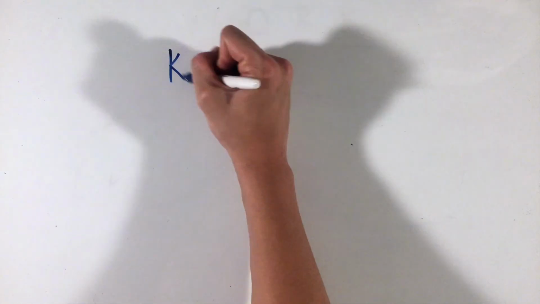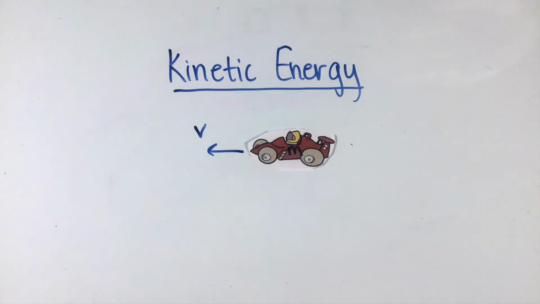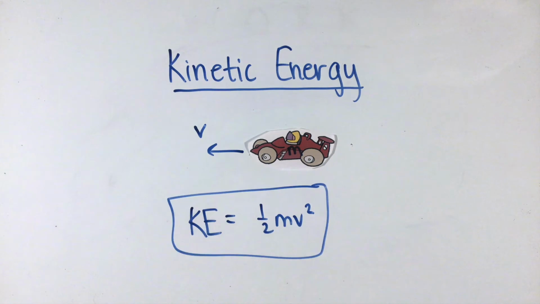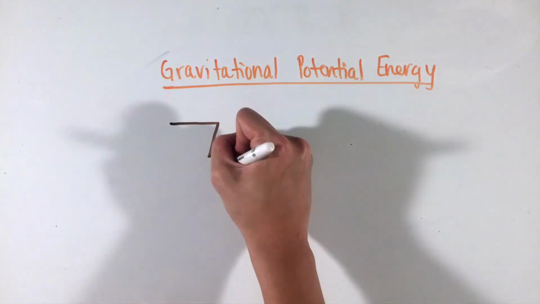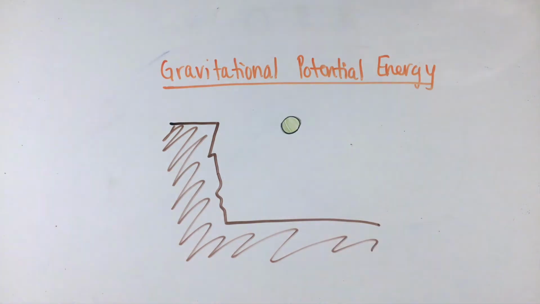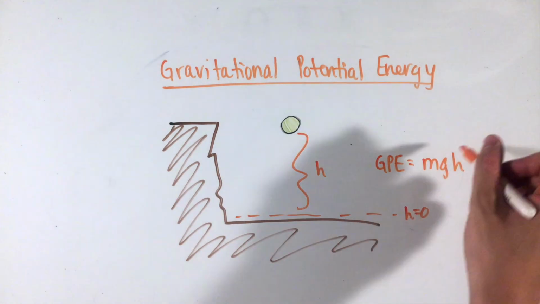The energy associated with an object's motion is known as kinetic energy, and has an equation of 1/2 times the mass times velocity squared. In other words, the faster and more massive the object is, the more kinetic energy it has. Another common type of energy is known as gravitational potential energy, which is defined as the mass times gravity times the height of the object, which is based on a height equals 0 level that you can choose conveniently for whatever problem you're solving.